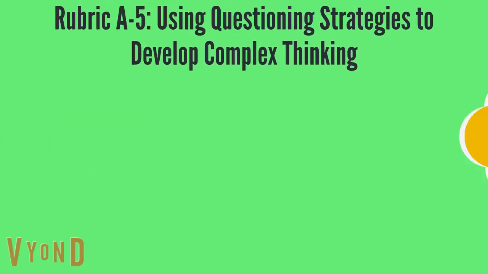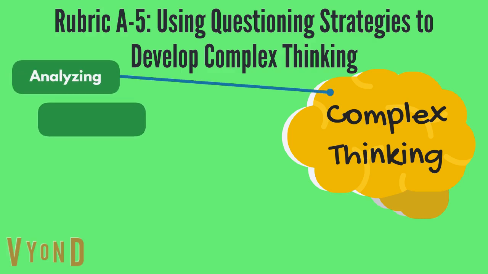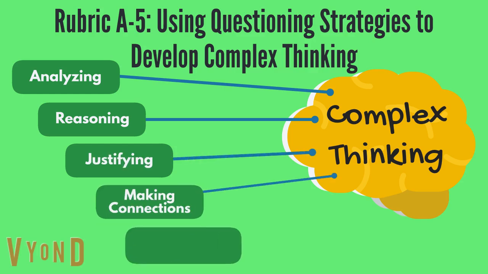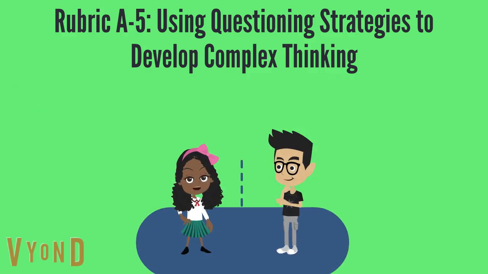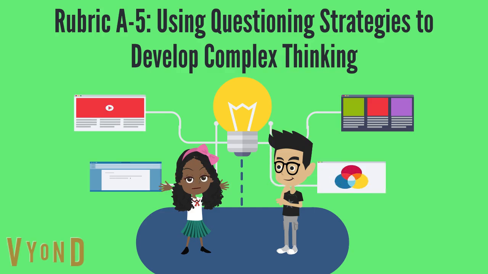Rubric A5 focuses on complex thinking, such as analyzing, reasoning, justifying, making connections, or applying learning in new ways. Evidence should show students going beyond recall to explain their thinking, support answers with evidence, or solve non-routine problems.